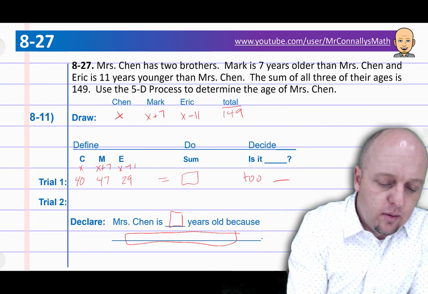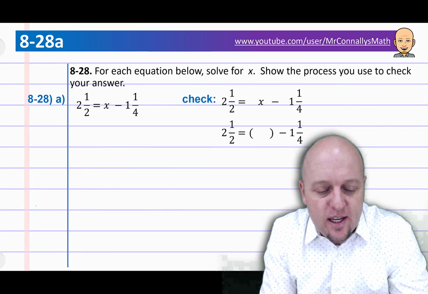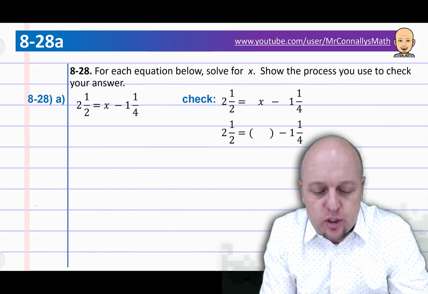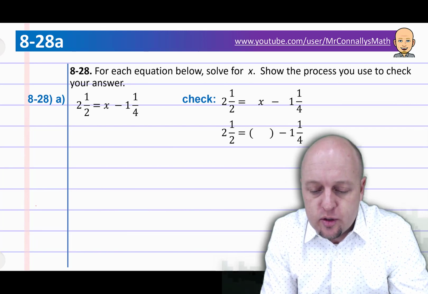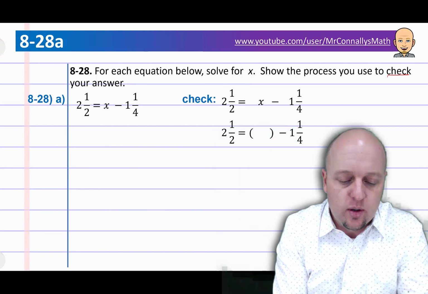Whoops. This is supposed to be 27. I can't believe I missed that. All right, 28. For each equation below, solve for x. Show the process used to check your answer. All right, so here's our answer.